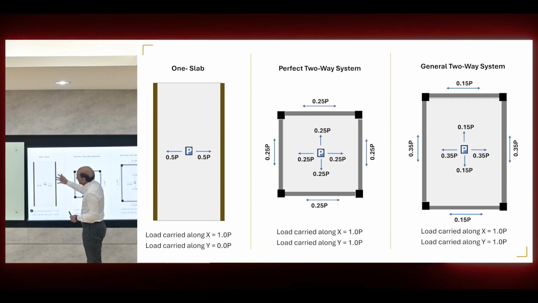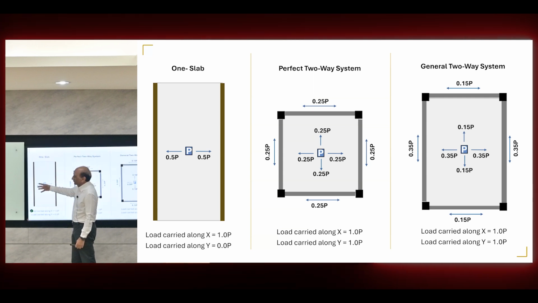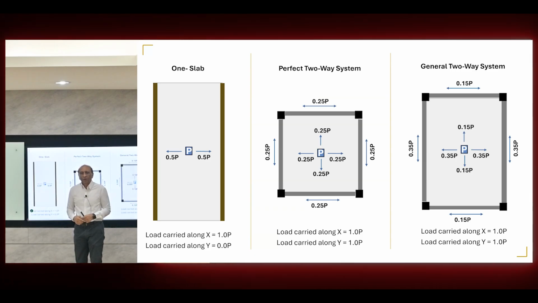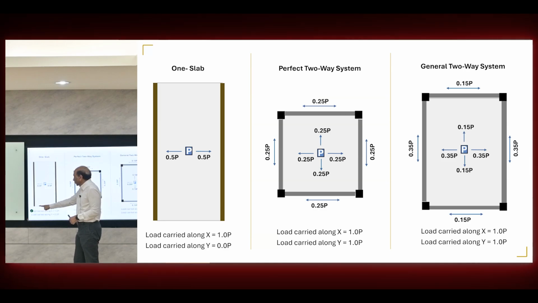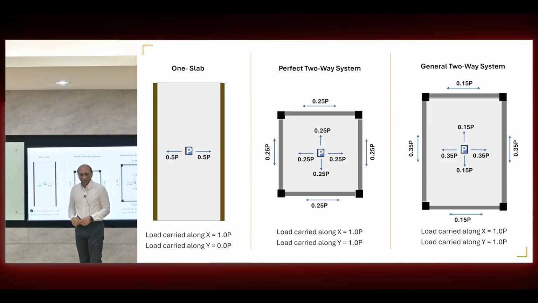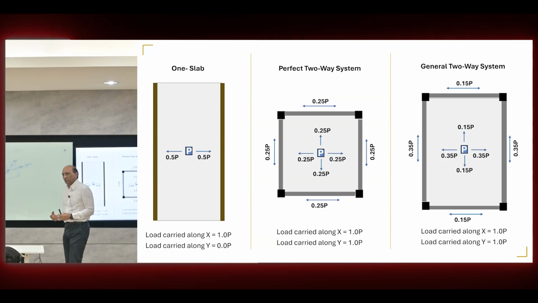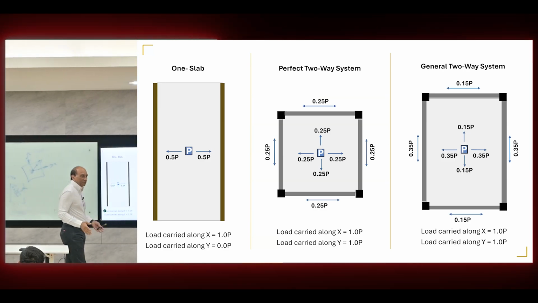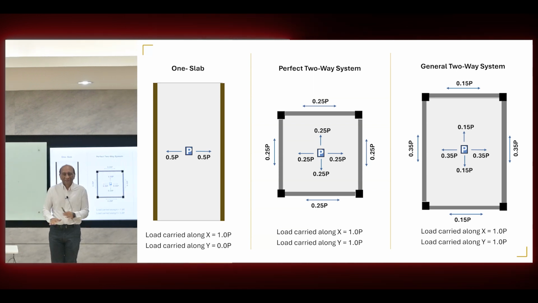Let's say this is a one-way slab. That means these are the walls, and there is a point load P over there. One square foot or 1 square meter of load is called P. Half of that will go here, half of that will go here. So the total load carried in the X direction, which is this direction, is 1.0 P, and in the Y direction is 0 P, correct? This is one-way behavior. This is the definition of one-way behavior: 100% of the load transfers in one direction, direct to the support, to the foundation, end of story.